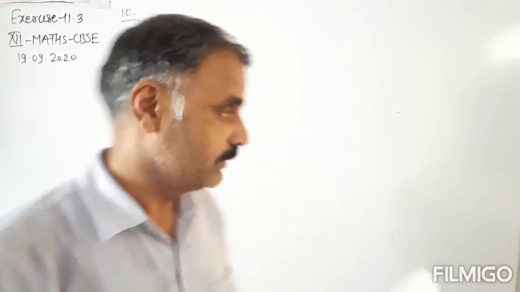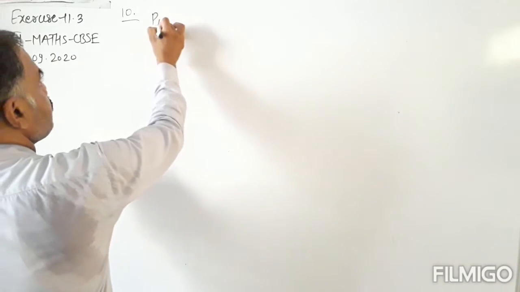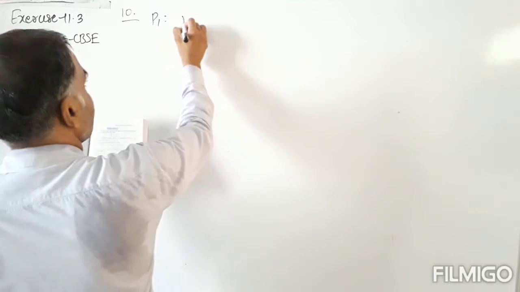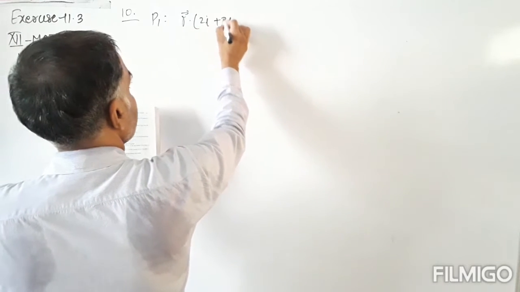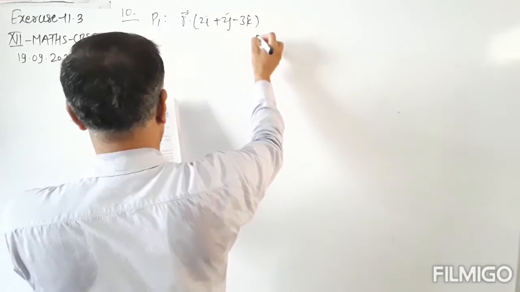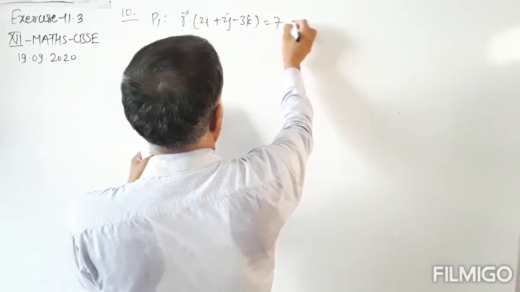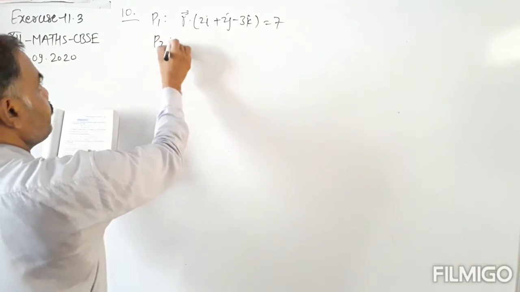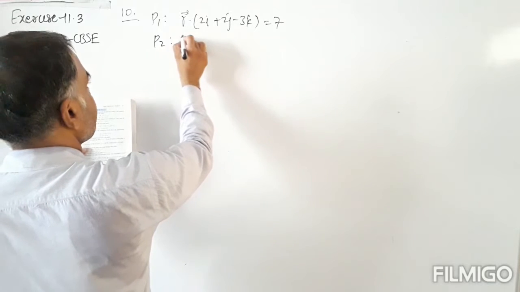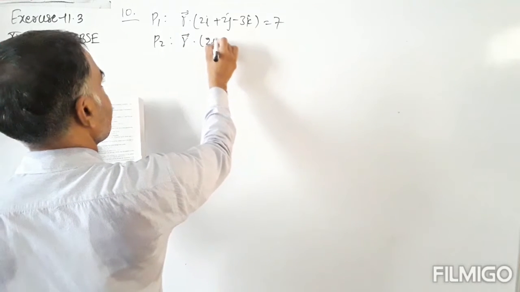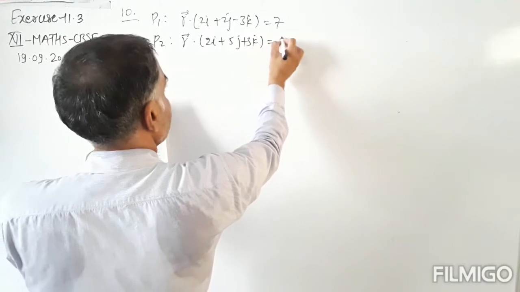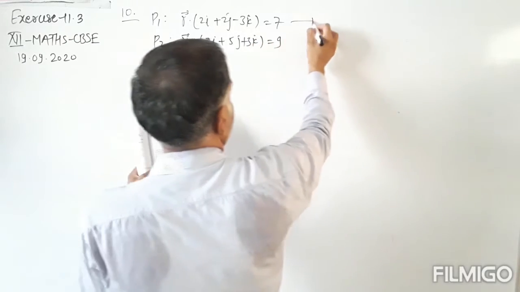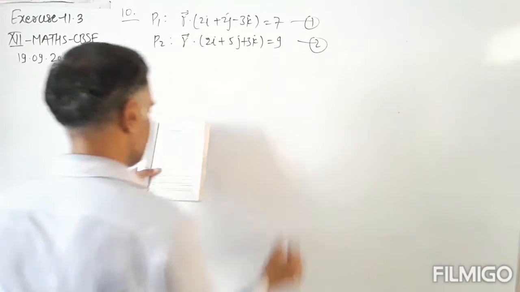So plane P1 is given as r vector dot (2i cap plus 2j cap minus 3k cap) equals 7. This is the first plane, and the second plane is given as r vector dot (2i cap plus 5j cap plus 3k cap) equals 9. This is equation first, this is equation second.